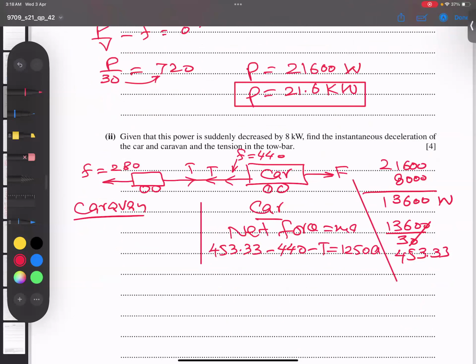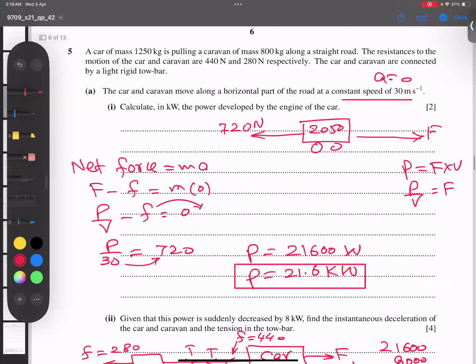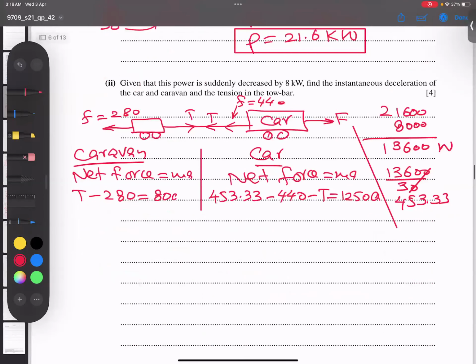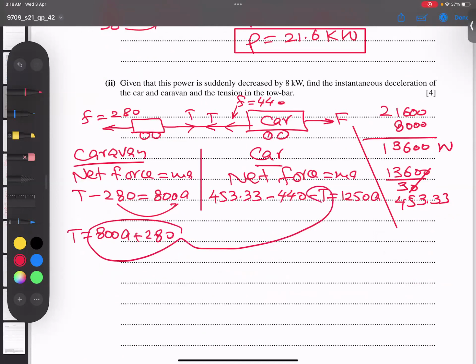Okay. Now same story I will make for the caravan. So net force is equal to MA. Because these two forces are acting, tension minus friction equals MA, and the mass of the caravan is 800. So 800 times 2 acceleration. Now it's better if I bring this on this side, so tension equals 800 A plus 280.